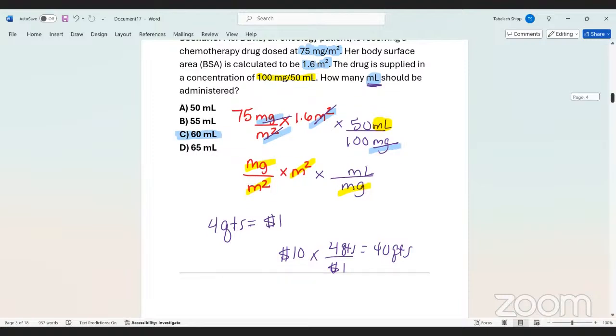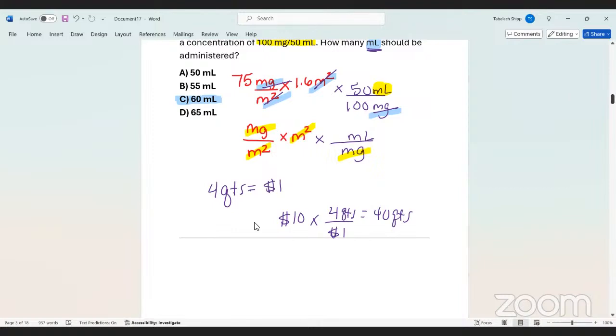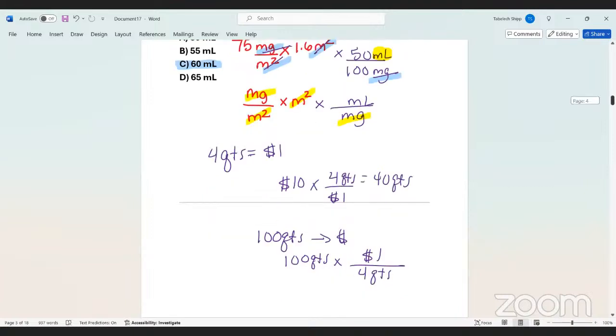But on the other hand, if I go to the bank and I say, I've got 100 quarters, I need you to give me that money in dollar bills. I know that dollars is going to go on the top and the 4 quarters is going to go on the very bottom. And so now, again, you cross out your quarters. And now when you say 100 divided by 4, you're going to end up with how many dollar bills you're going to get back, which is $25.